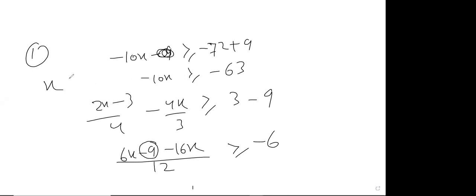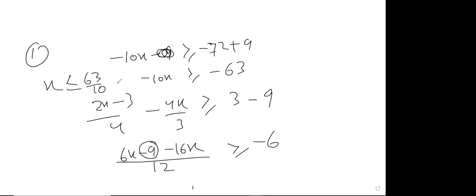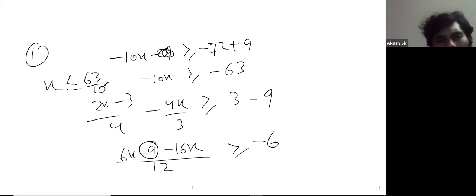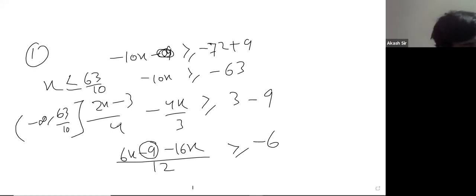x less than or equal to 63 by 10. Got it. You are absolutely right. Then simplify, that will be 6.3. No, you don't have to put it in decimals. You can write just as it is. That will be open bracket minus infinity to 63 by 10 closed bracket. Absolutely right. Fatima, are we clear?